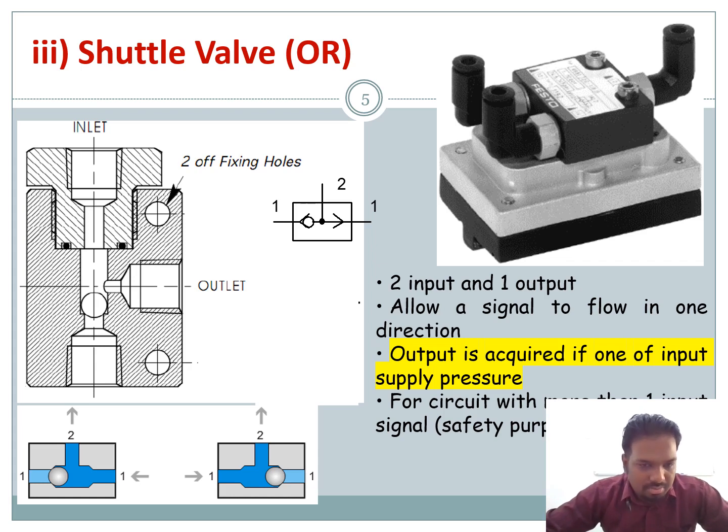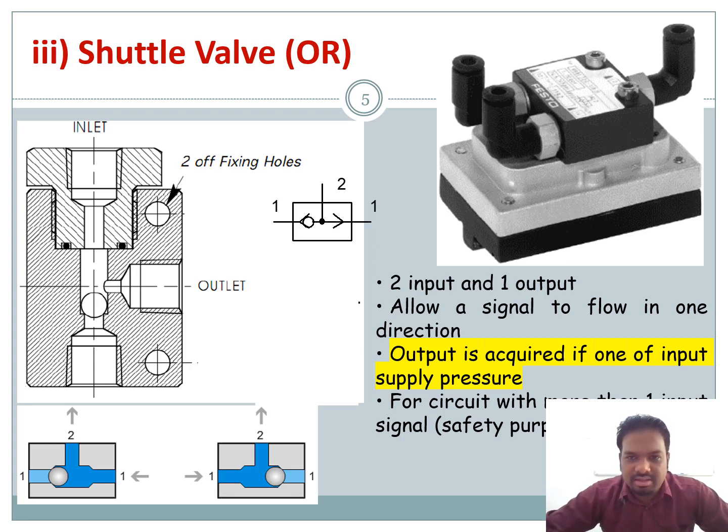If you have a flow here from port 1, there's a ball inside, so it will block flow from the other port, and the flow is permitted to the output port. Similarly, if the flow is from your left-hand side, it will enter the system and go to the output. If you have a flow from both sides, this ball will be at the center, so the flow will still be there. Two inputs and one output. The output is acquired if one of the inputs supplies pressure, so only one input is needed.